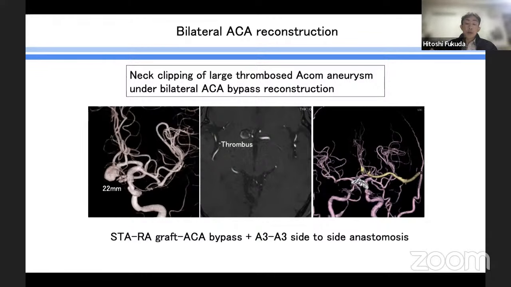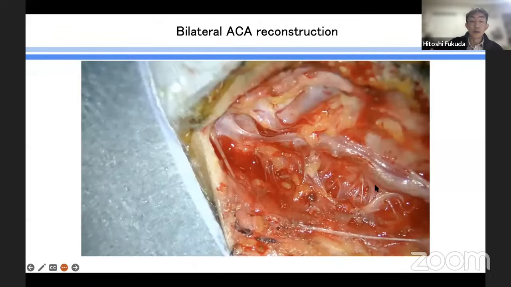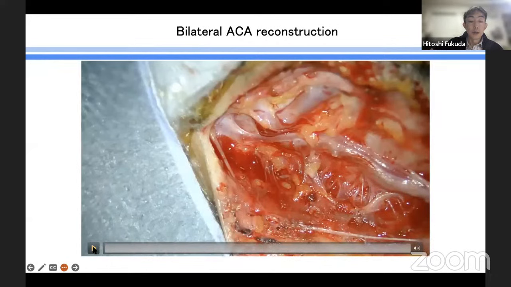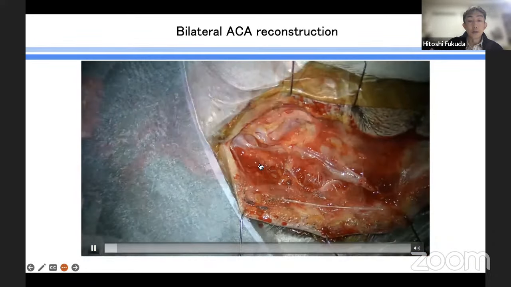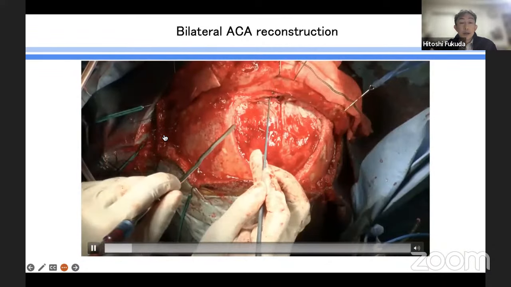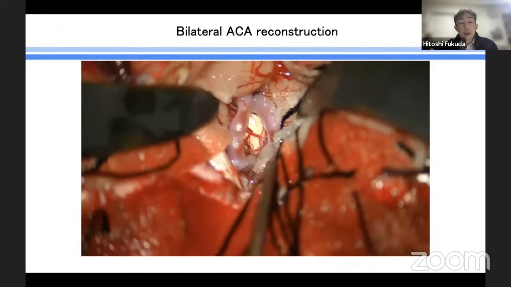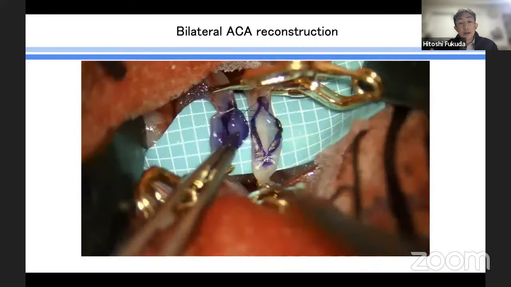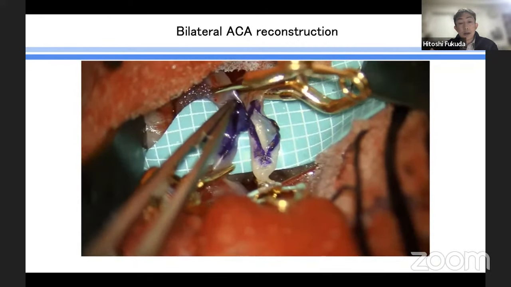So to secure the entire ACA territory while we are removing the thrombus, I used this STA-RA ACA bypass combined with A3 side-to-side anastomosis. So we made 2 bypasses. This is the operative video. First, we expose the left side main trunk of the STA and by frontal craniotomy. This is the A3 portion of ACA, bilateral ACA, and side-to-side anastomosis is made.